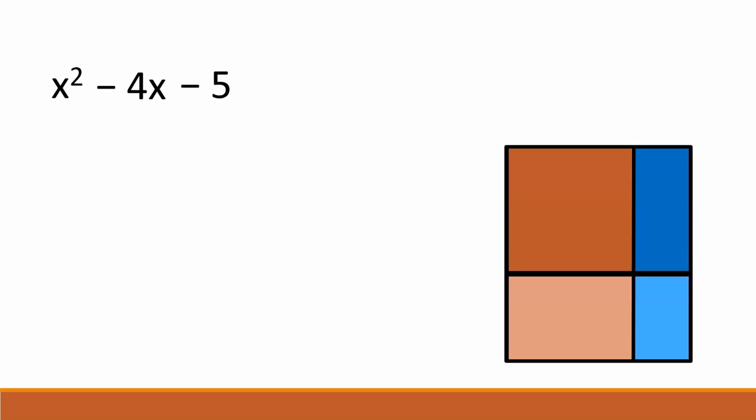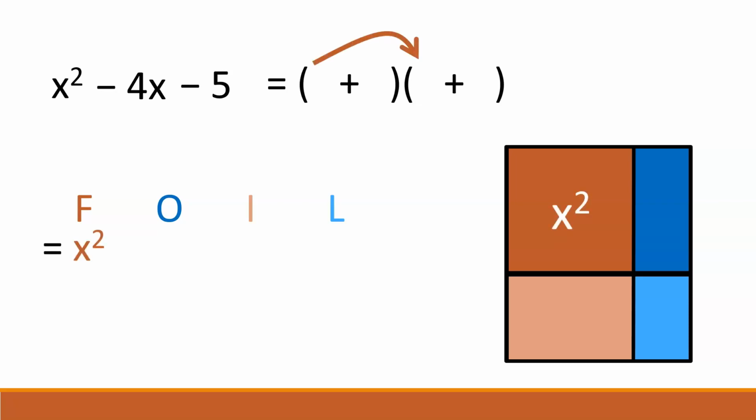Let's try one more. We'll try to factor x squared minus 4x minus 5. Once again, we'll use our area model to make some sense of this. And we'll also assume that if this factors, it factors into two binomials. Okay, here we go. The two binomials would get multiplied using FOIL. The first times the first would have to give us x squared. And the only way we can get x squared is to multiply x times x. So that part's easy. Now the puzzle part.